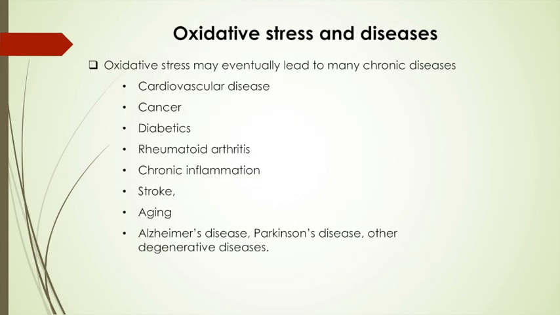Oxidative stress has been linked to many chronic diseases, especially diseases of old age like heart disease, cancer, arthritis, Alzheimer's disease, and many others. They are the result of years and years of damage to cells by reactive oxygen species and the buildup of oxidants in your cells over time.